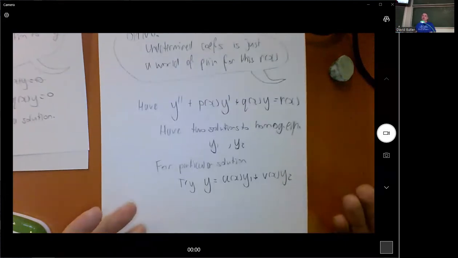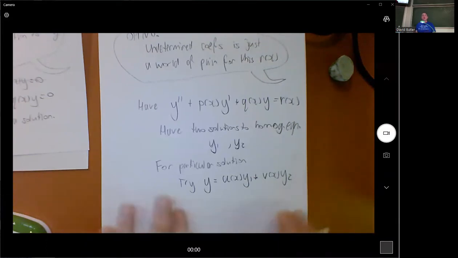Do you want me to do that proofy bit, or are you okay to just skip it? People don't care. All right. I can't remember what it is. I think it's u dashed y1 plus v dashed y2 is equal to 0 is the extra piece of information we need to finish off the solution.